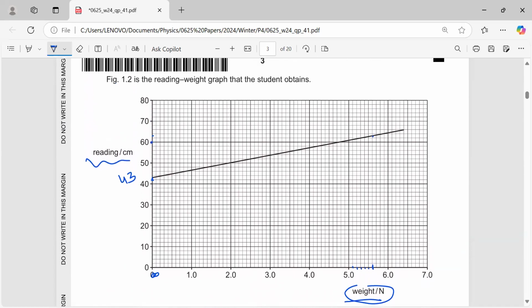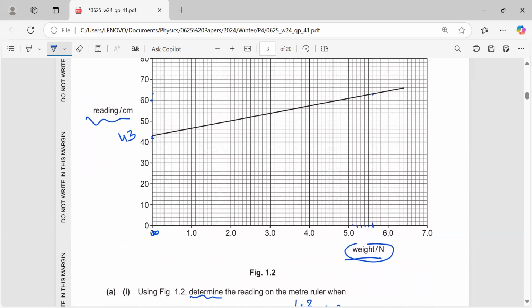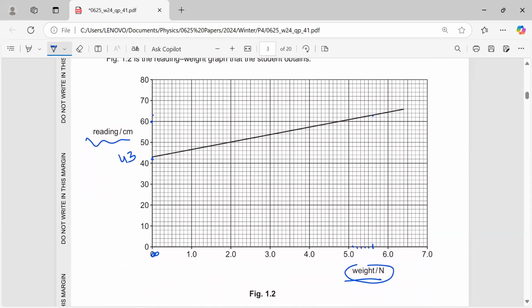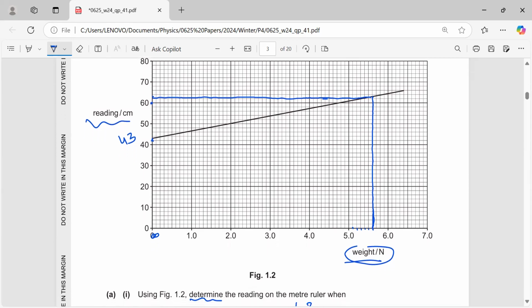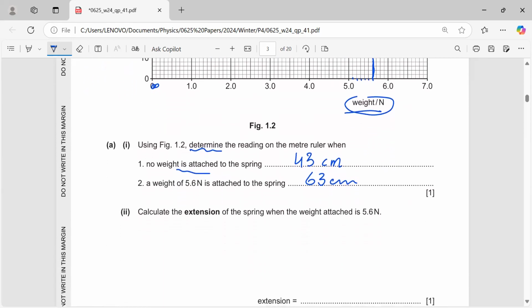It will be very easy if you make a line with the help of a scale along this line. Extend this line until it touches the graph, and then move toward the vertical axis. When you move there, you will notice the value of the reading at this point. So this is the way we are going to solve it.